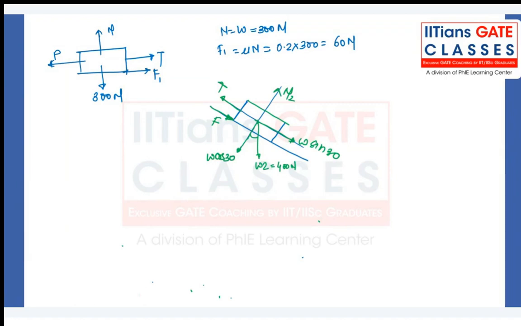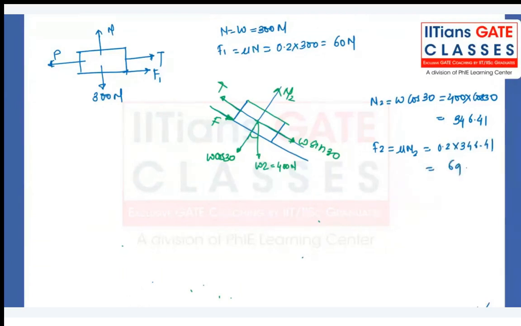N2 will be equal to W y, that is W cos of 30, and how much it will be? 400 into cos 30. I think it should be around 346.41. Just check it, confirm. Yeah, 400 cos of 30. Yeah, 346.4 is the correct answer. Then we have F2, that is mu times N2, 0.2 times 346.41. It will give you 69.28 Newton. We got the value of F2.